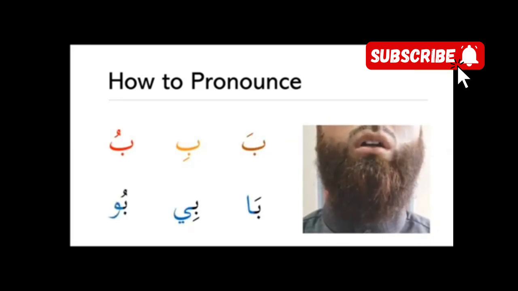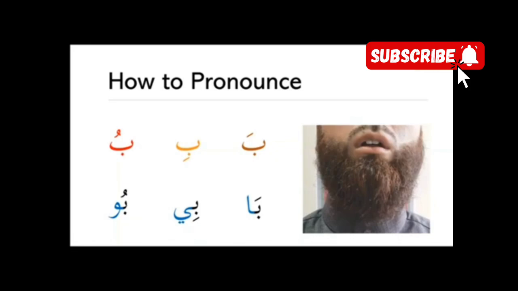So as we saw in the video, the lips are pressed together and then released to make the ba sound. The sound of the short vowel, fatha, which is above the ba, is made by opening the mouth and making an ah sound, ba. The short vowel, kasra, which is beneath the ba, is made by also opening the mouth or making an I sound, bi.